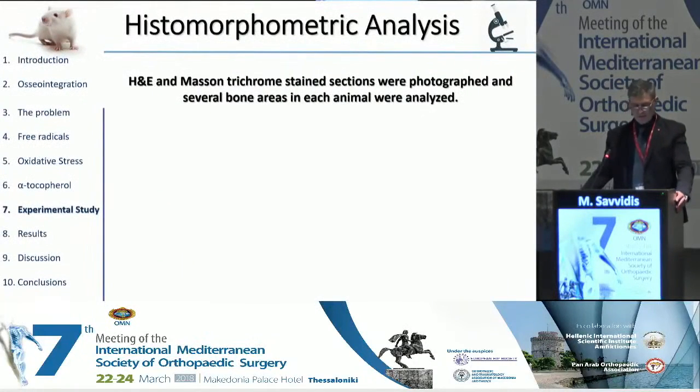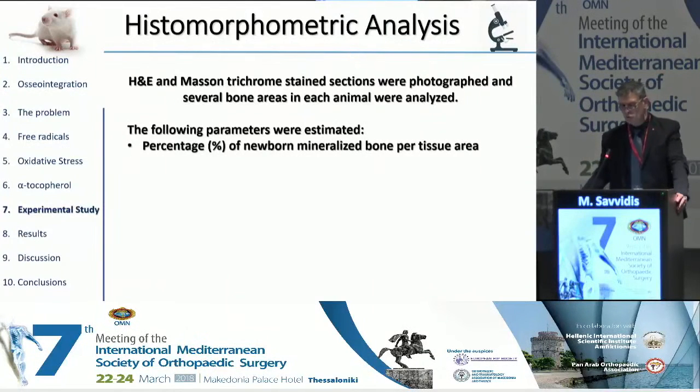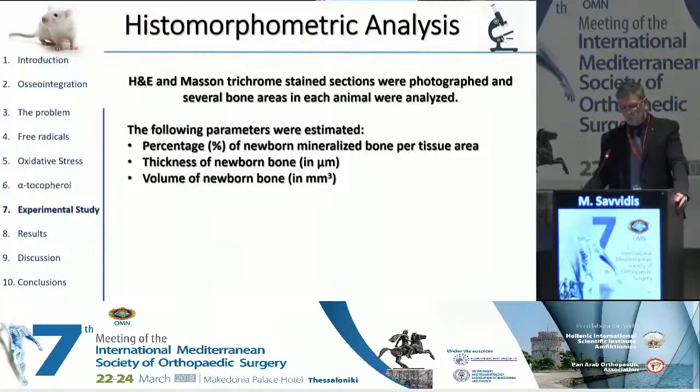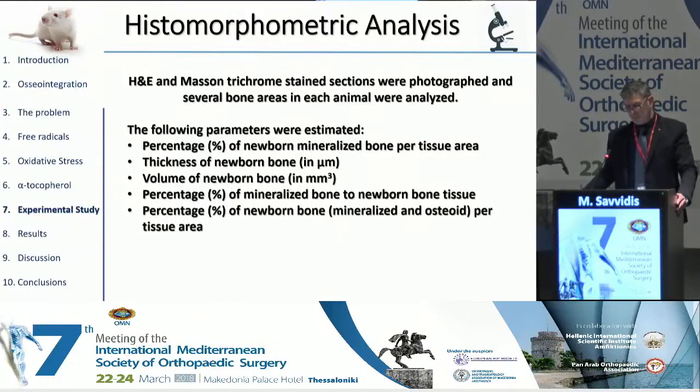Finally, the samples were sent for histomorphometric analysis. Hematoxylin-eosin and Masson trichrome stained sections were photographed, and several bone areas in each animal were analyzed. The following parameters were estimated: percentage of newborn mineralized bone per tissue area, thickness of the newborn bone in micrometers, volume of newborn bone in cubic millimeters, percentage of mineralized bone to newborn tissue, percentage of newborn mineralized and osteoid per tissue area, and finally, percentage of bone marrow per tissue area.